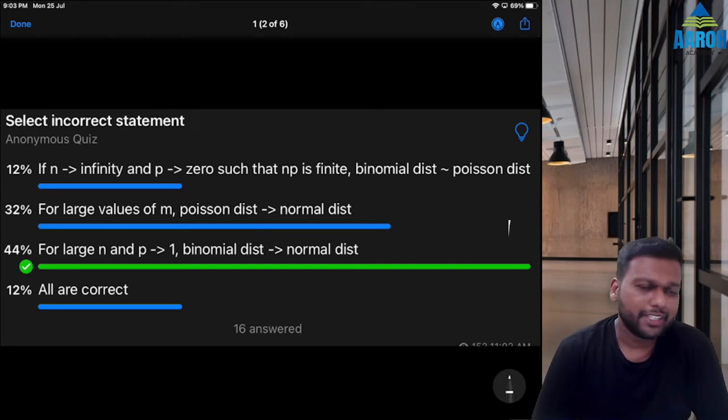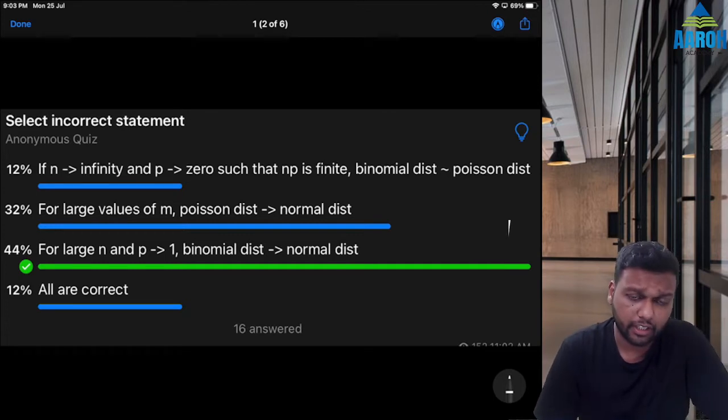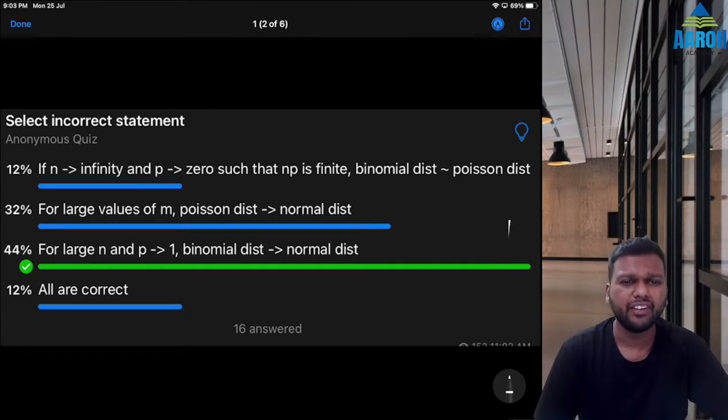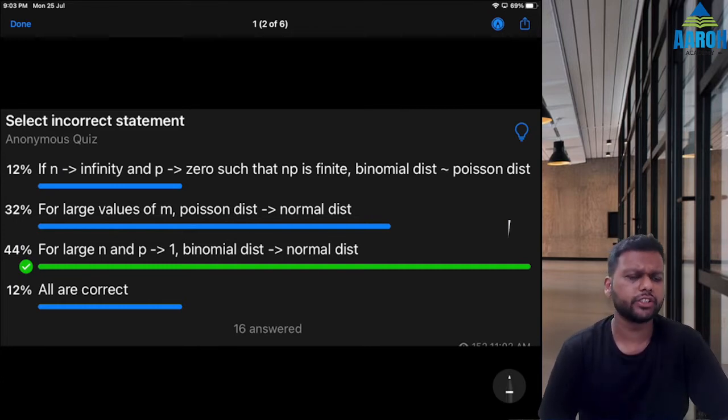Okay, hi everyone. So let's start with today's daily MCQ session. There were 6 questions. Two or three were difficult, one or two were very easy, and one was calculation based. Okay, so let's start solving.